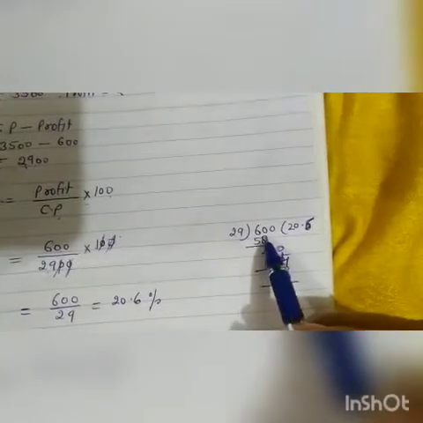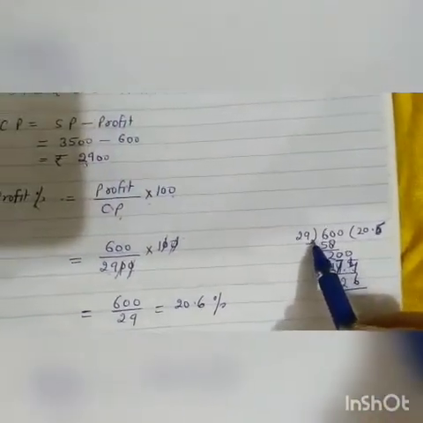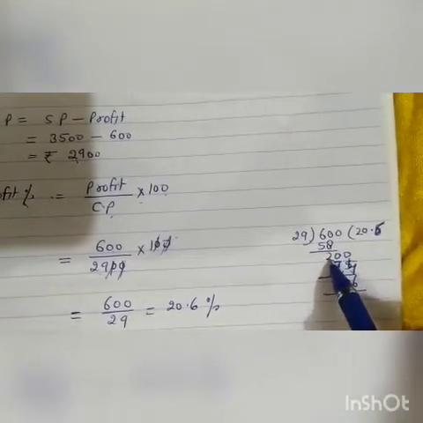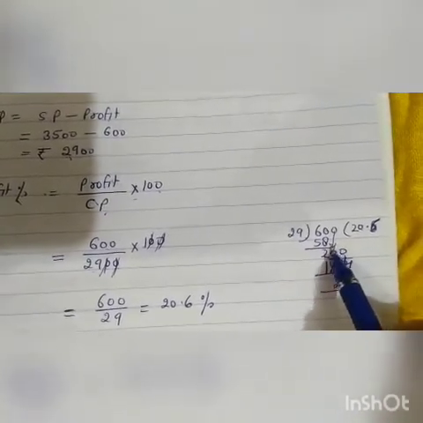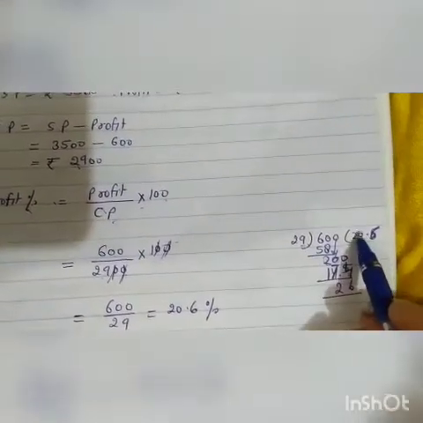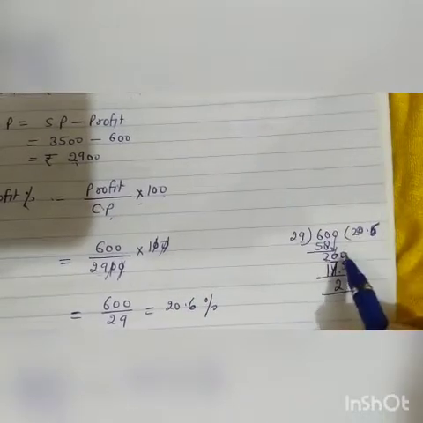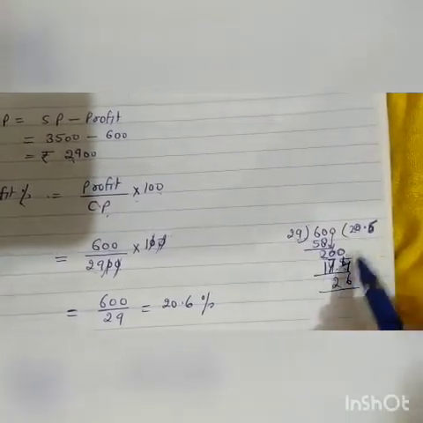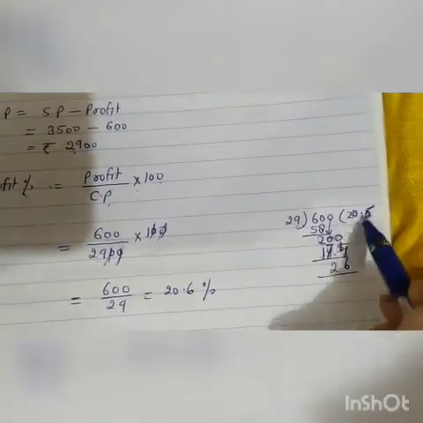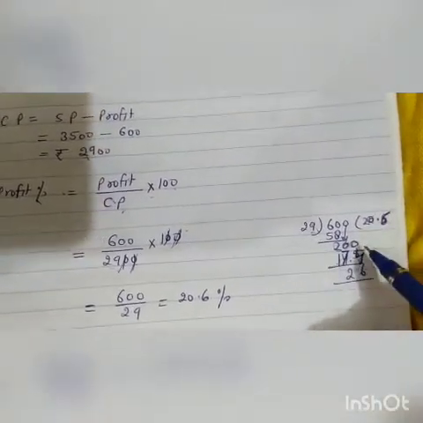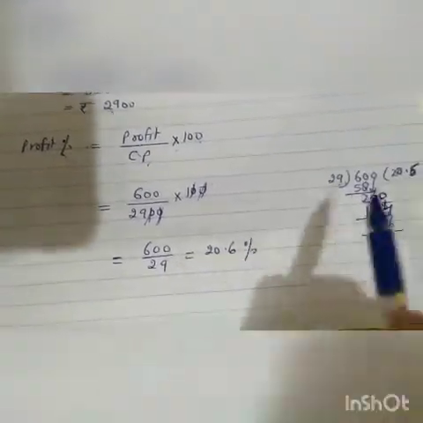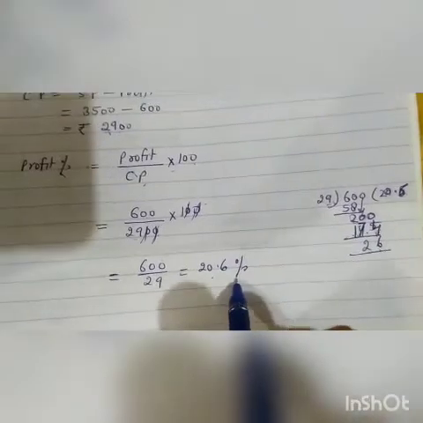When we divide this 600 by 29, see, 29 2s are 58, 60 minus 58 is 2, we will write this 0 here. Now this 20 is less than 29, so we cannot read the table. We will put 0 here, then a decimal and add 0 here. Then 29 6s are 174. Subtract it, 200 minus 174 is 26, and so on. So it is 20.6 percent profit.